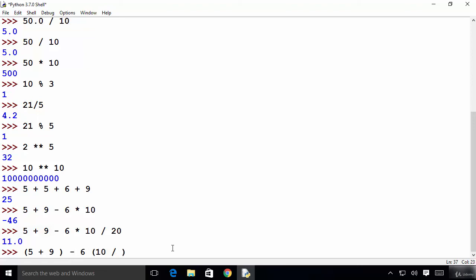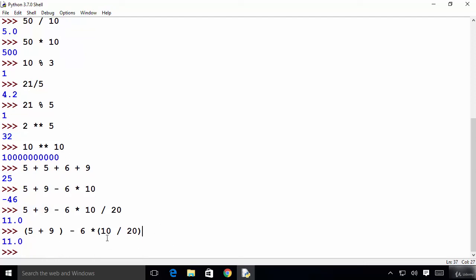So first the addition of these two numbers will happen, and then the division of these two numbers will happen because parentheses have the highest priority. And then the result of these two numbers will be multiplied by 6 because multiplication has the higher priority out of these two operators, which are minus and multiply. So the multiplication operator has the higher priority. And at the end, the subtraction of the result will take place. So let's press enter and let's see what the result is. So the result here is 11.